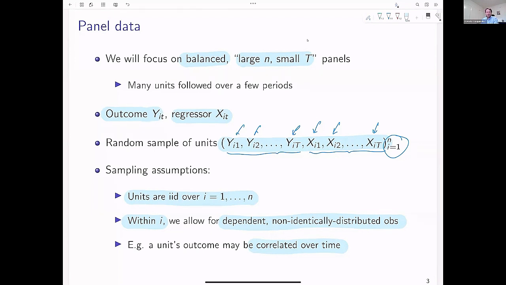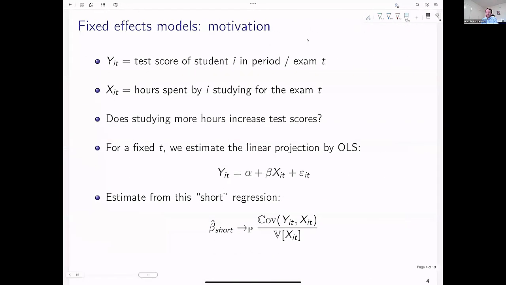So summarizing our sampling assumptions, we're going to assume that units are independent of each other. So one county is independent of another county, but within counties, we're going to let observations be dependent and maybe non-identically distributed. This will become a little bit more clear later when we talk more about variance estimation and standard error estimation.